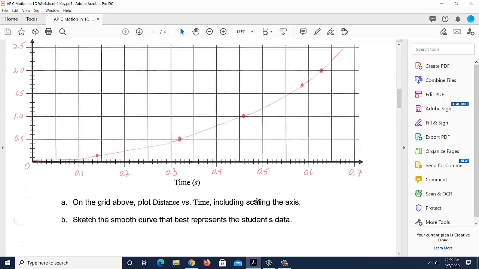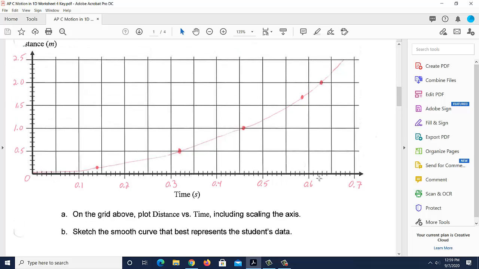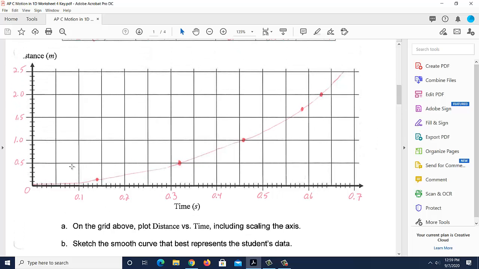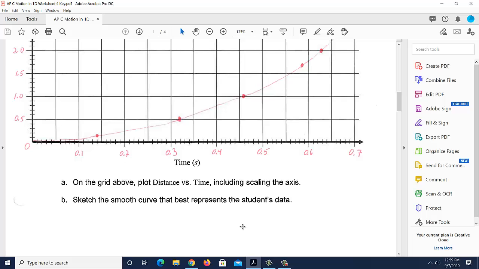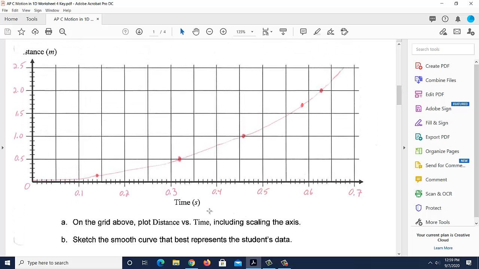So in this case, they ask you to graph. Notice my scale makes the data big. I didn't smush the data over here in the corner. I didn't choose the same scale for the two axes, because I don't have to, but I did make it a consistent scale: 0.1, 0.2, 0.3. It's not like 0.1, 0.2, 0.5, 0.7, something like that. Consistent scale up the side. I graph the points. It says to sketch the smooth curve that best represents the student's data, which I hope you look at and go, hey, that looks like a parabola, a top opening parabola.